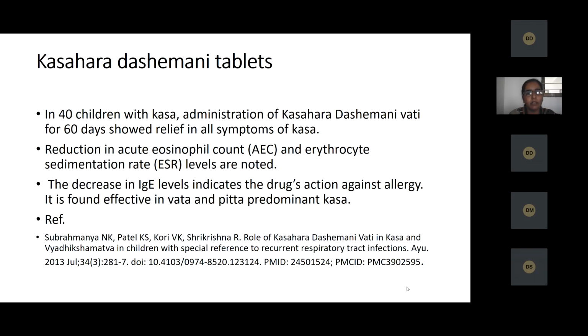It is found effective in Vata and Pitta dominant Kasa. All this we can also see in the results in Kasa. This tablet we can also use for COPD patients, that is the Kasaghna Mahakashaya. This is the reference for this study also.